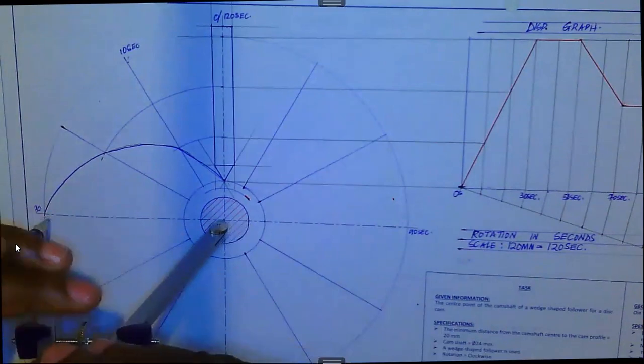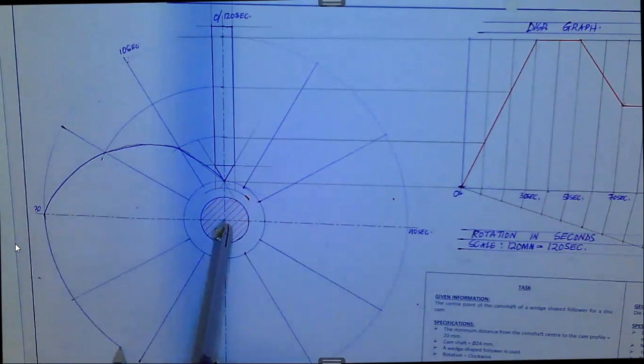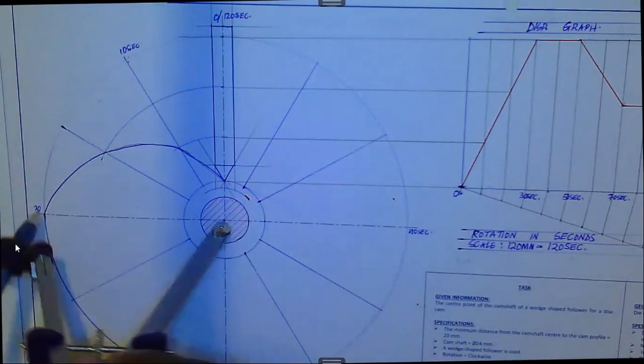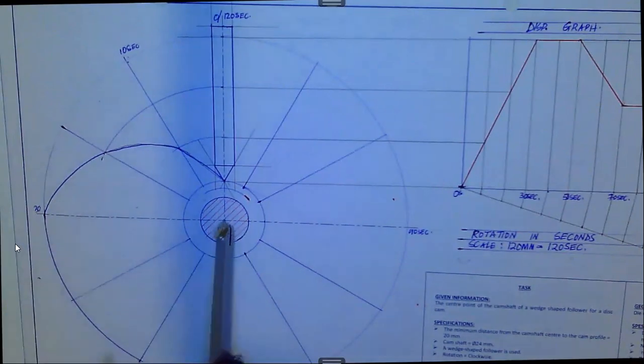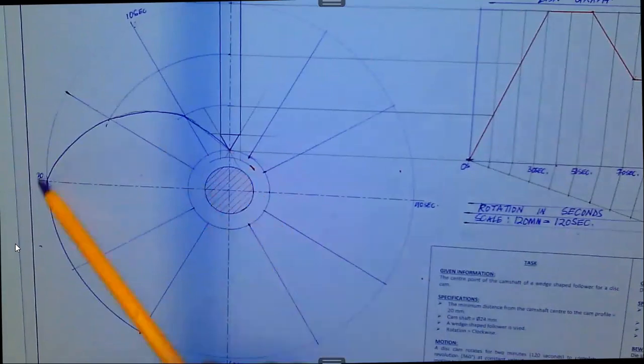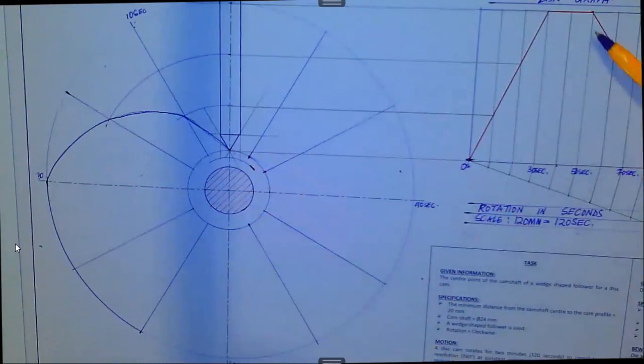Do not use freehand for the dwell. You use a canvas like that. So from 30 through to 50 seconds, you are going to make use of a canvas. So this is now part of the cam disk. I want you to complete the rest of the stuff up until you come here, projecting from the displacement graph.